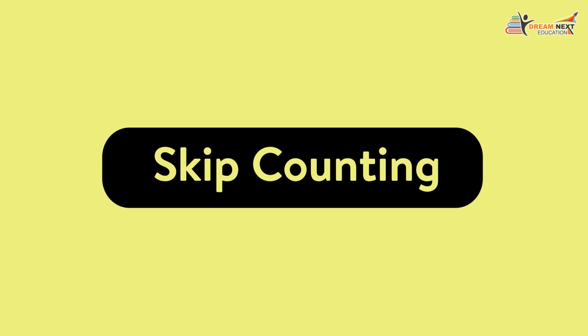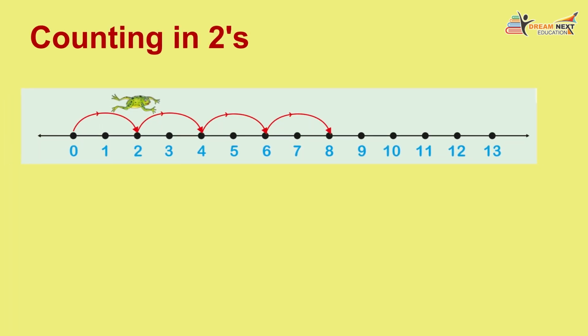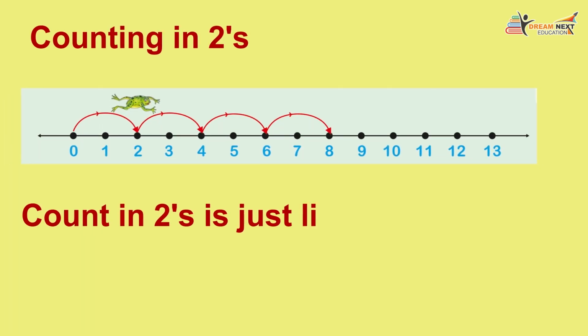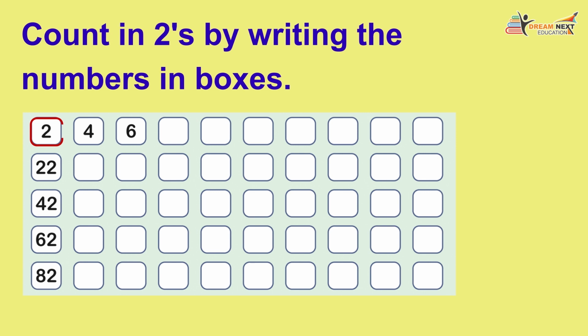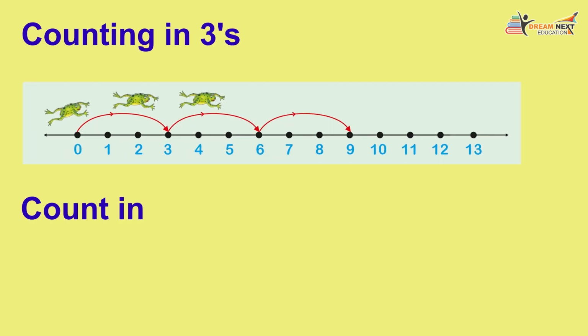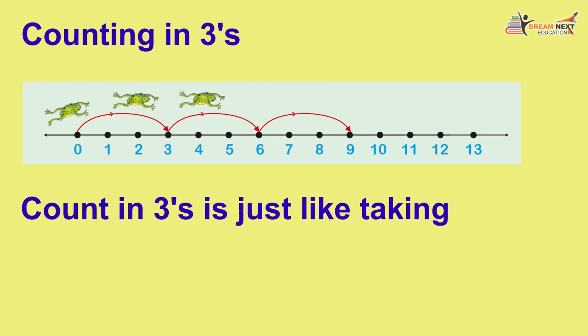Skip counting. Counting in twos. Counting in twos is just like taking 2 hops. Counting in twos by writing the numbers in the boxes: 2, 4, 6; 22, 42, 62, 82. Counting in threes. Counting in threes is just like taking 3 hops.